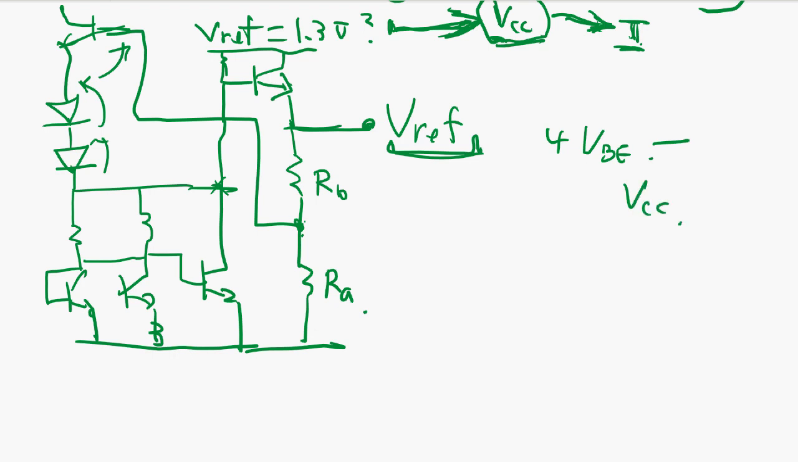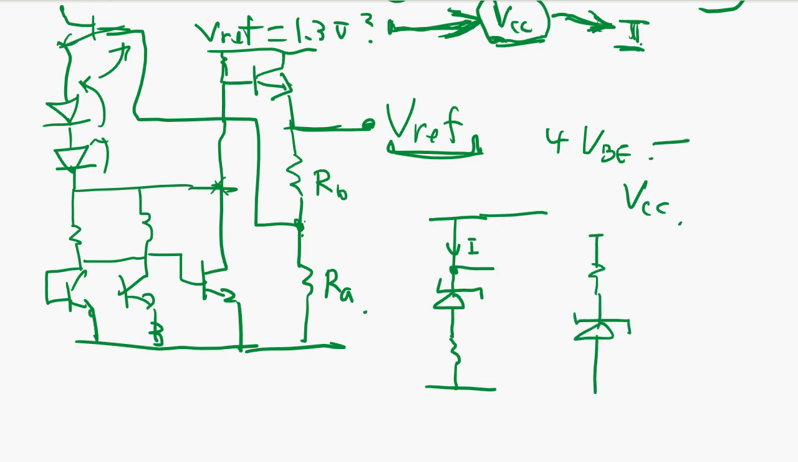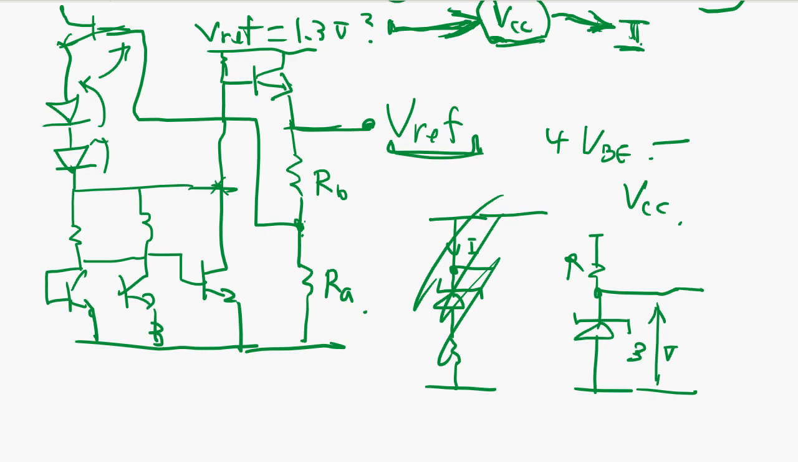Okay. Another method, the cheapest method, is to use a Zener diode. You have a Zener diode and current flowing, and this provides a certain voltage. It's rather this way. So this voltage depends on the Zener diode. If it's 3 volt, you can get 3. Okay.